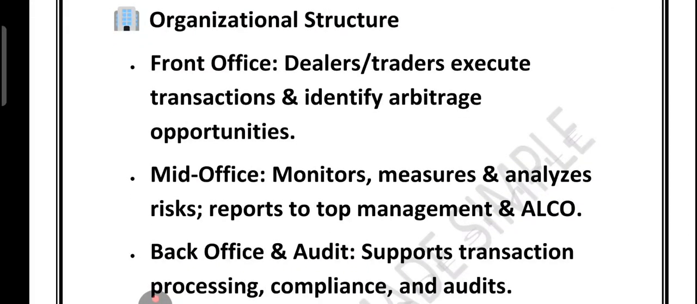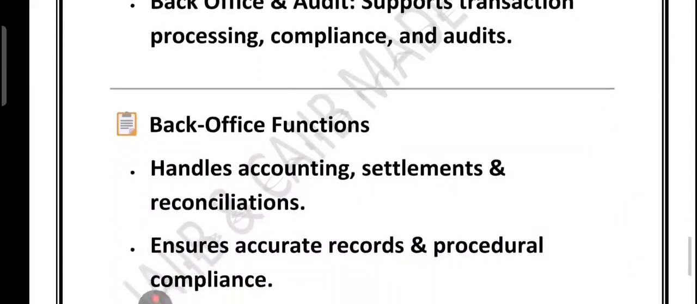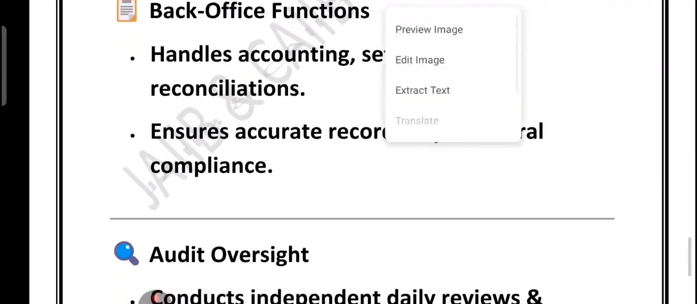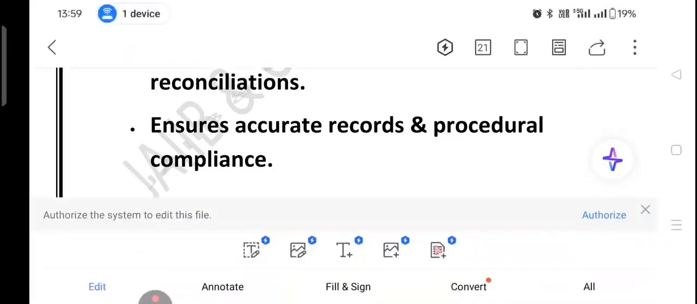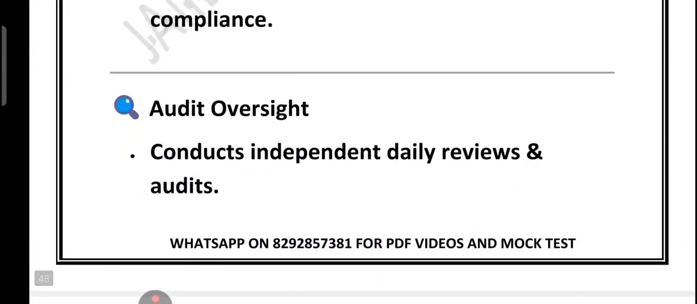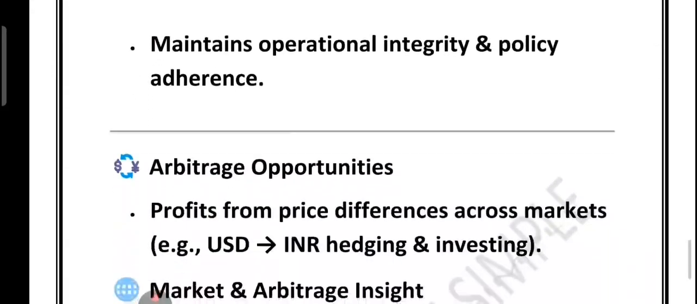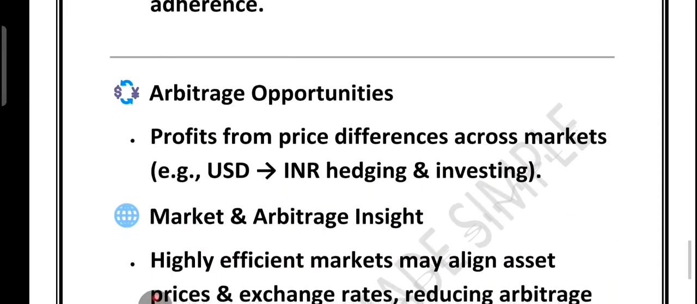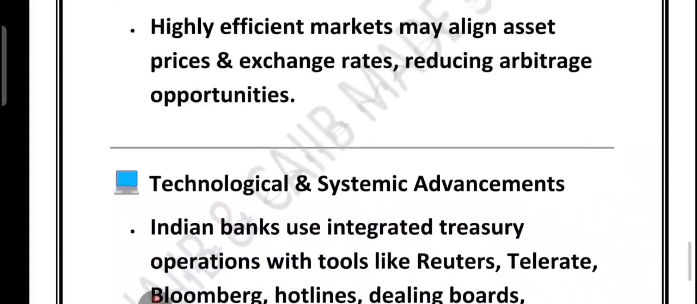Okay, so a question may be asked: what are the functions performed by the back office? Please remember, accounting, settlement, reconciliation are handled by the back office. They ensure that accurate records are kept, adherence to procedure, and they conduct independent daily review audits, right? Maintain operational integrity. Arbitrage opportunity is always there, which means profit from price difference in different markets, right? This is a chance which is present everywhere.